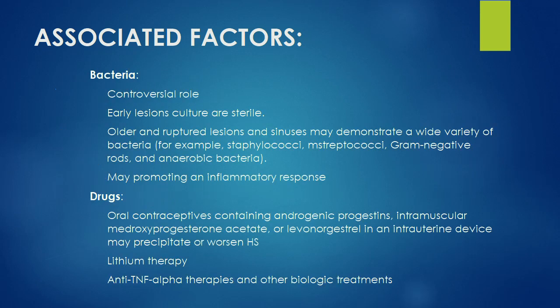Bacteria. The role of bacteria in HS is controversial. Cultures from early, unruptured HS lesions are usually sterile. Older and ruptured lesions and sinuses may demonstrate a wide variety of bacteria, for example, Staphylococci, Streptococci, gram-negative rods, and anaerobic bacteria. Coagulase-negative Staphylococci are frequently present. Positive cultures may represent contaminants from normal skin flora or secondary infection.